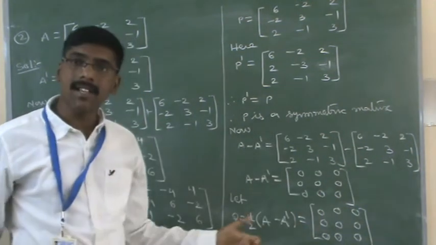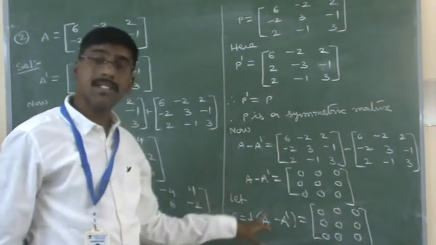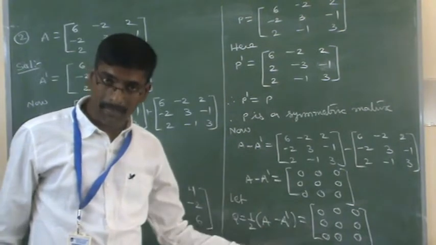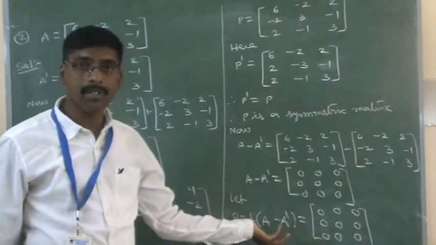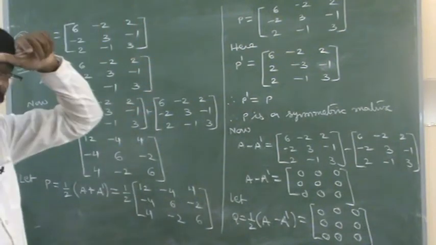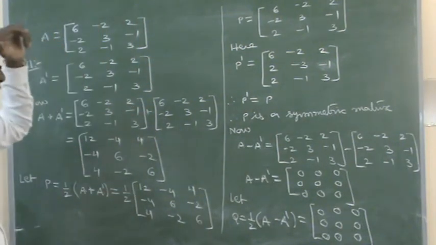So the 0 matrix is a symmetric matrix. The 0 matrix is a skew symmetric matrix also, no problem about that. 0 matrix is a symmetric matrix. 0 matrix is also a skew symmetric matrix. We need to write up to here. If you have any doubt, you have to ask me.